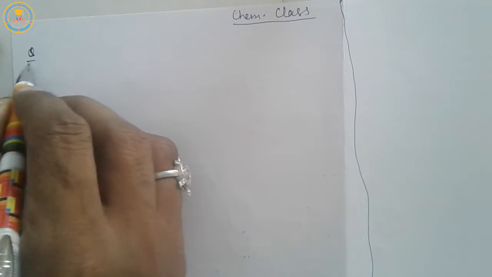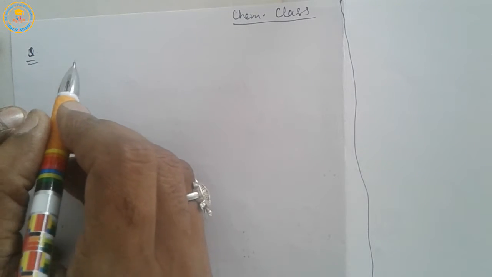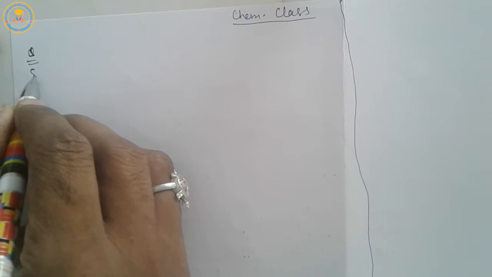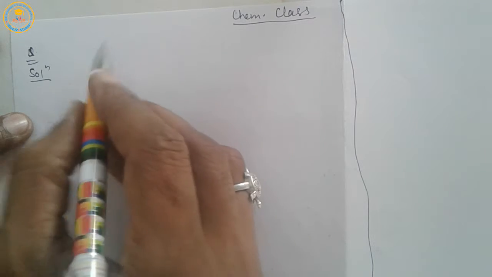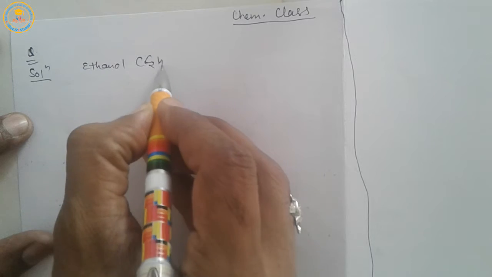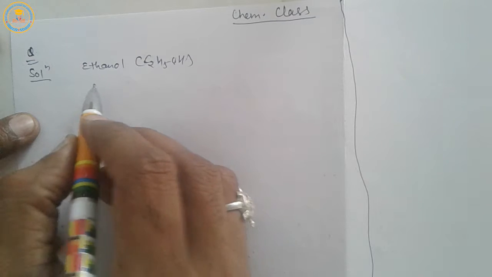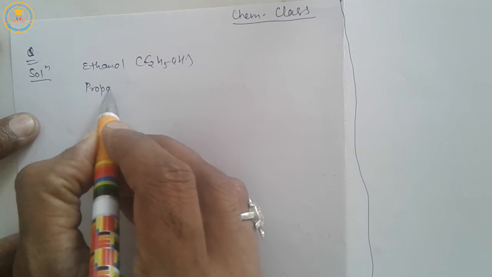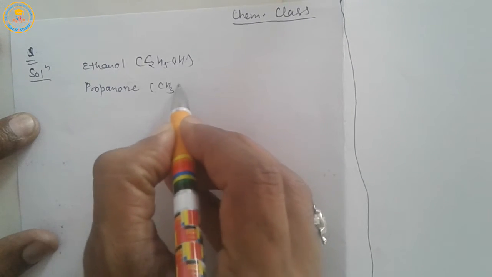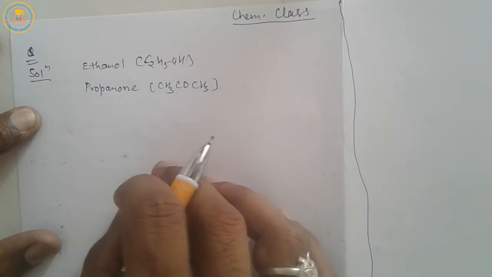Homework question. Question first was: write the name and formula of any one alcohol and one ketone which give the haloform reaction. Solution: the alcohol is ethanol, C2H5OH or ethyl alcohol, and the ketone is propanone or acetone, CH3COCH3, or maybe butan-2-one.